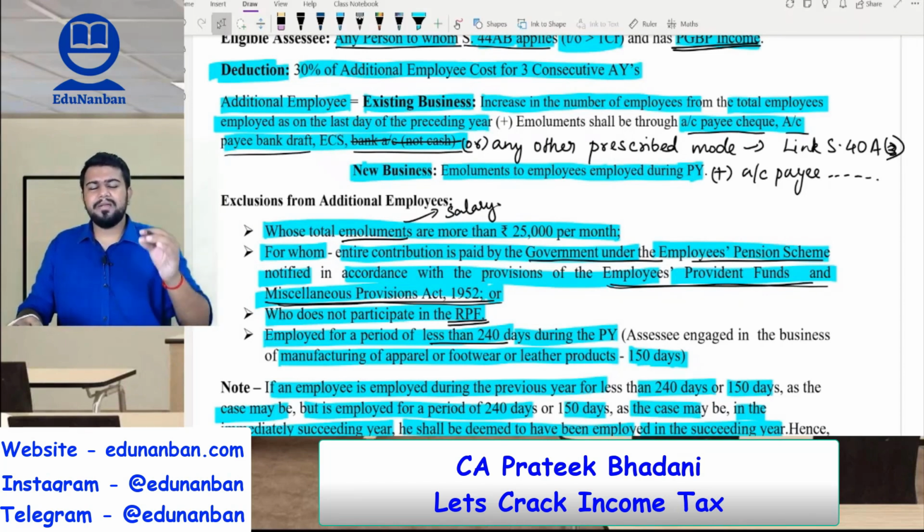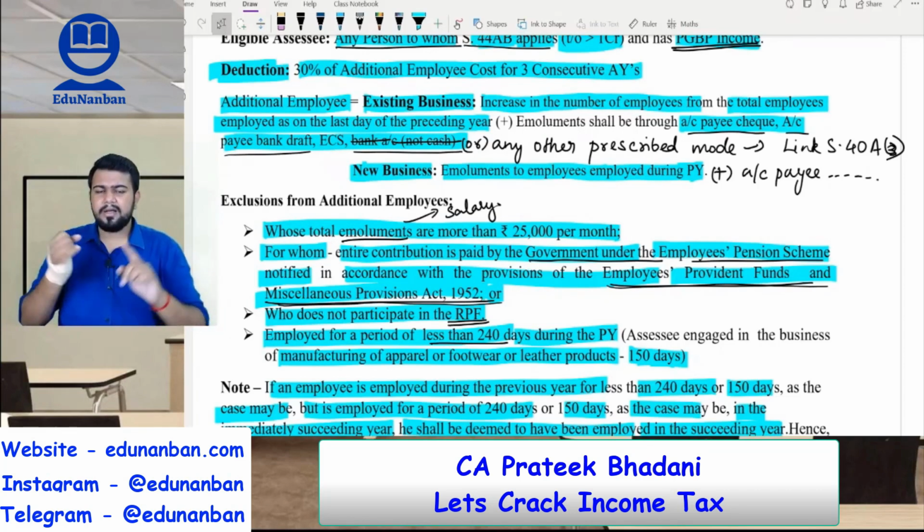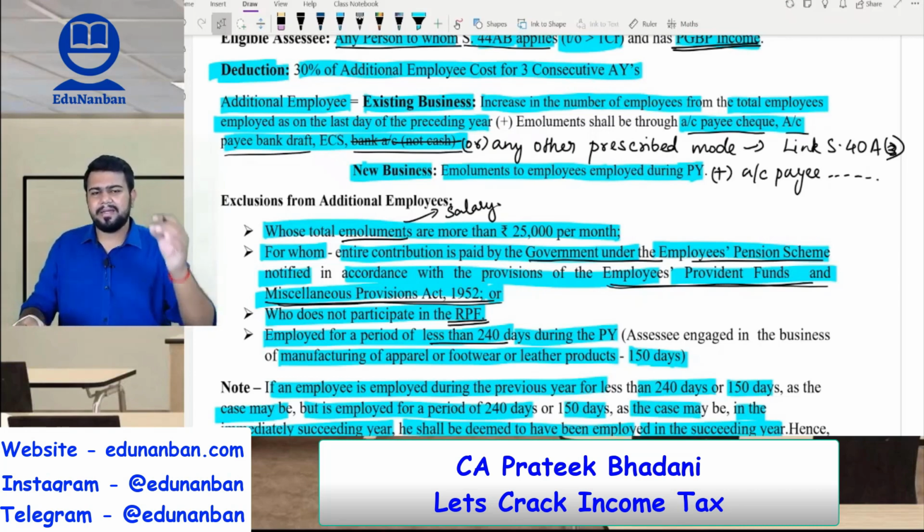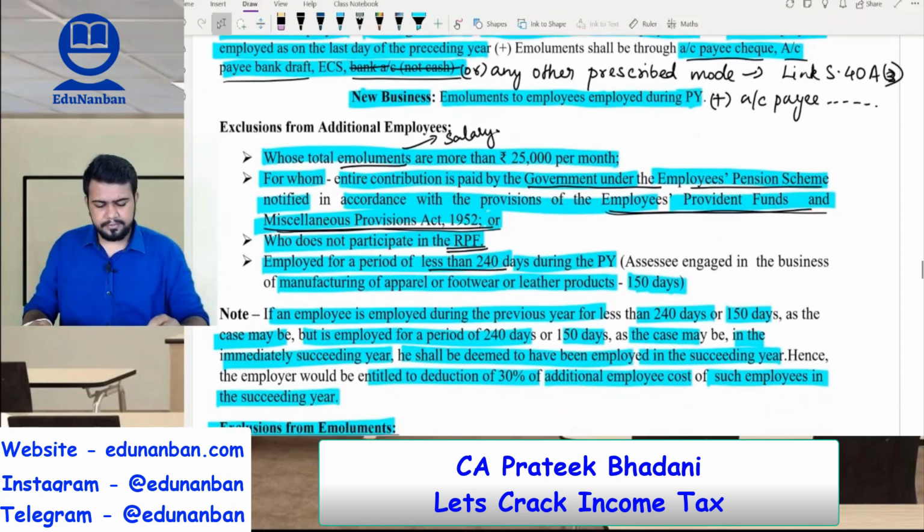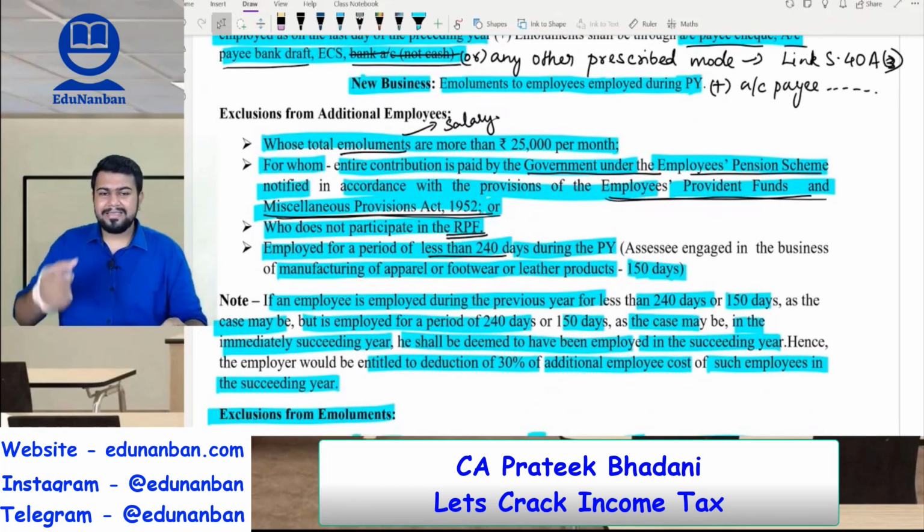However, the payment made to the additional employees should be via account payee cheque or account payee bank draft or electronic clearing system or any other prescribed mode like credit card, debit card, net banking, UPI, IMPS, RTGS, NEFT, etc. Okay. Only in this section we are seeing such wordings: account payee cheque, account payee bank draft. All other places we have seen only any mode other than cash. Okay, so learn to differentiate.